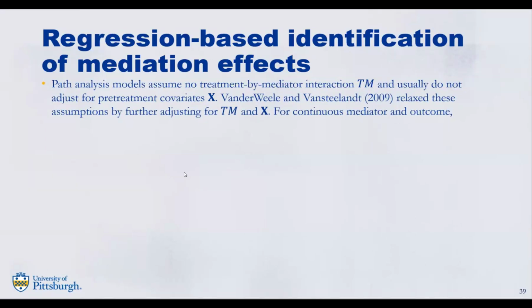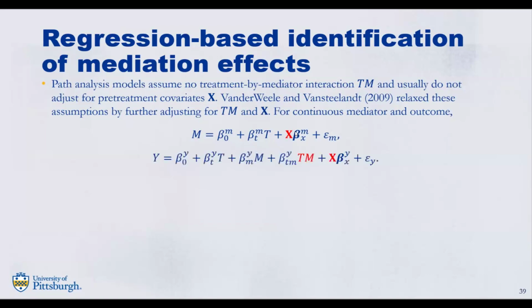So if the mediator and outcome are continuous, we have the new mediator model as this. So we further add the covariates X. And if you compare the outcome model to the earlier outcome model in the path analysis, you will notice that we further add the TM interaction and X. X here are the pre-treatment covariates.